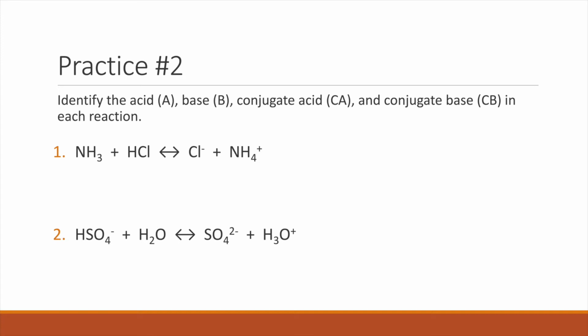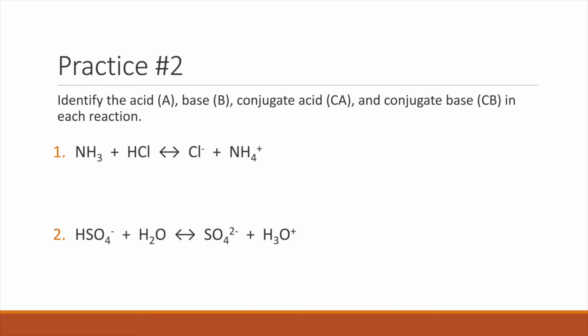So in practice number 2, you're going to identify the acid A, the base B, the conjugate acid CA, and the conjugate base CB in each reaction. Remember, acid and base A and B are on the left side always. Conjugate acid and conjugate base are on the right side always. So go ahead, pause the video, take as much time as you need to do it, and then when you're ready, unpause.